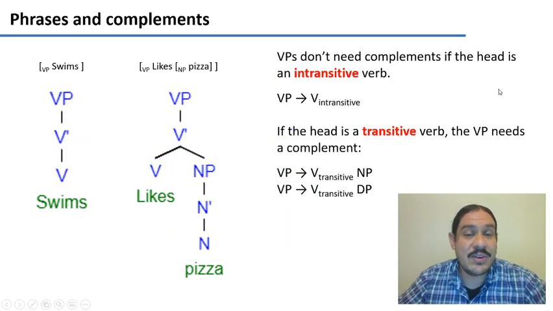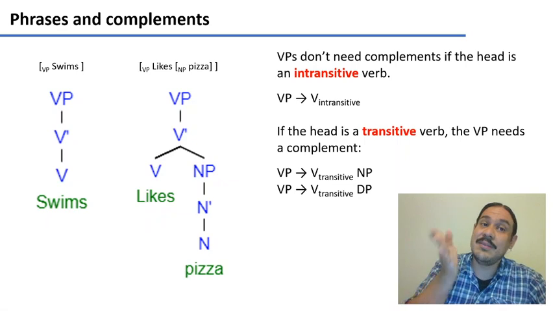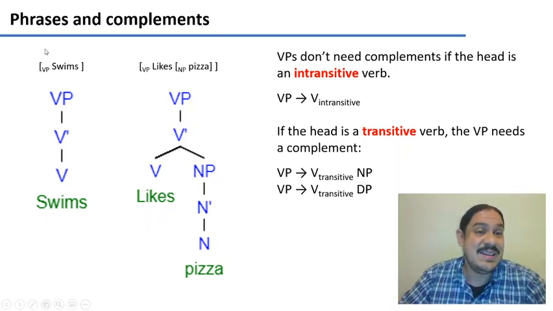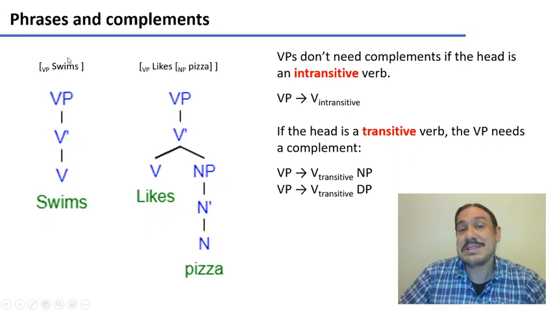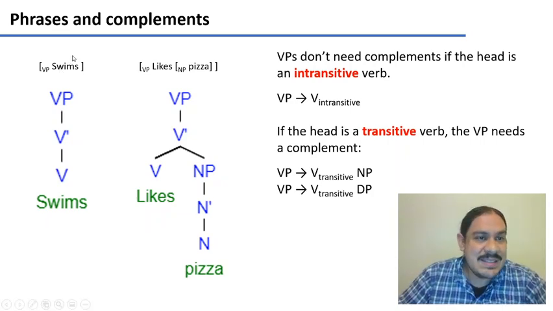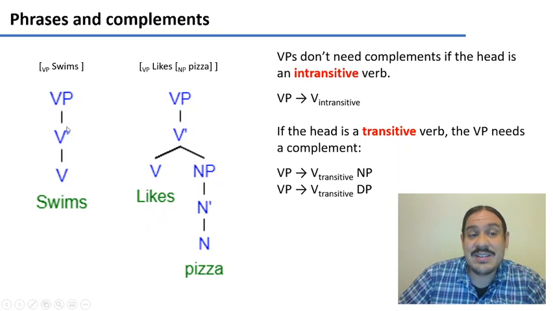This is an example of a verb phrase that sometimes has complements and sometimes it doesn't. So the phrase "swims" can exist just on its own, like "she swims". Because this is a verb, the head is a verb, and the whole phrase is a verb phrase. And we have an empty bar level because there's no additional information.